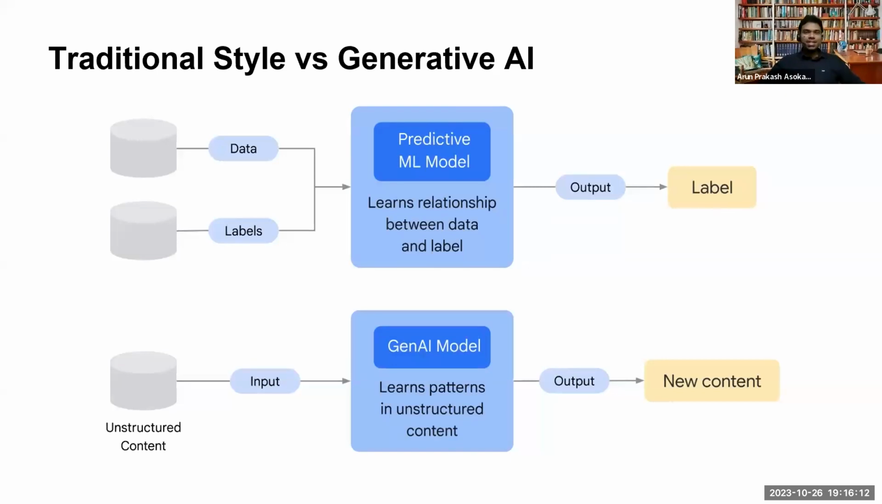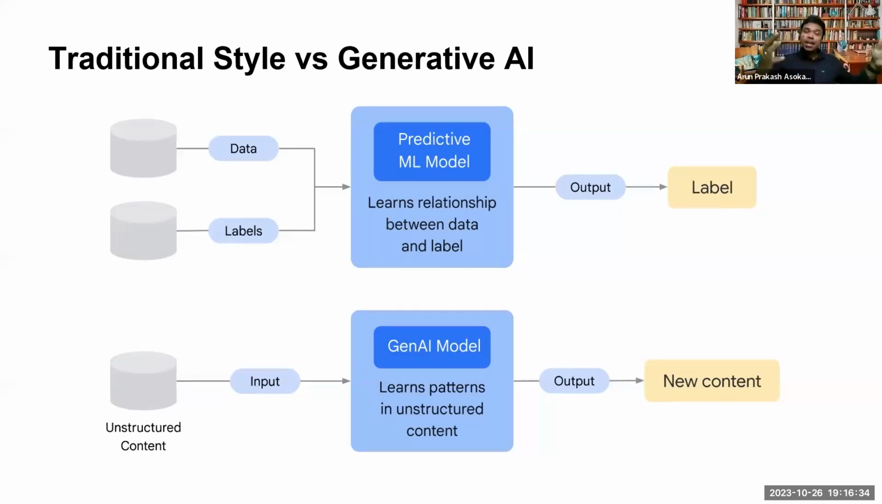Now, think of these generative AI models. They have already seen a lot of data. They have seen enough data. And whenever you give unstructured content, it could be text, an image, audio, or a video. That's where we are heading, right? And as input, these generative AI models are able to learn the patterns in the unstructured content.